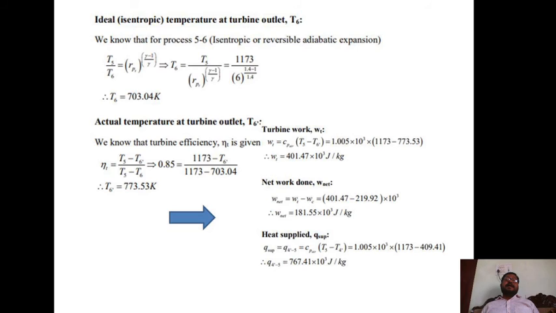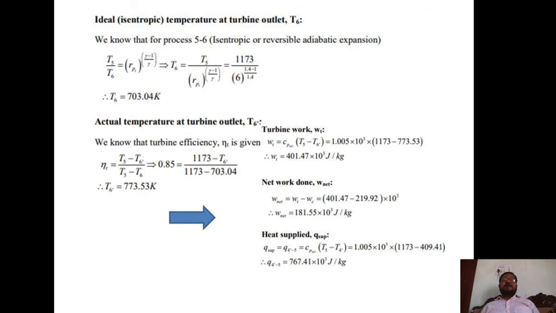Next is the ideal temperature at the turbine outlet, T6. T5 by T6 is equal to RP to the power of (gamma minus 1) by gamma. T6 is equal to T5 by that. The pressure ratio, maximum pressure by minimum pressure, is 6 by 1. Again, if you divide anything by a unit quantity, there is no change in the value. That's why it is equal to 6 only. 6 to the power of (1.4 minus 1) divided by 1.4. T6 is 703.4 Kelvin.